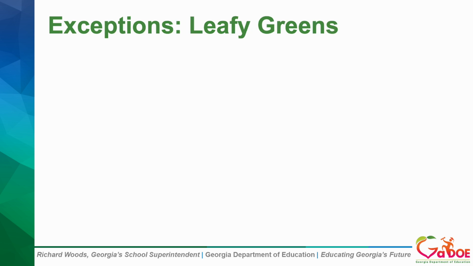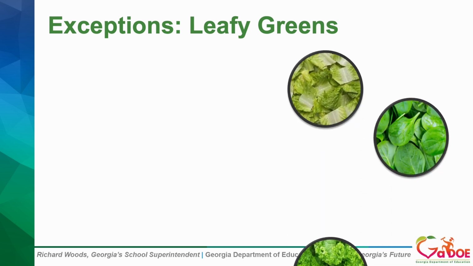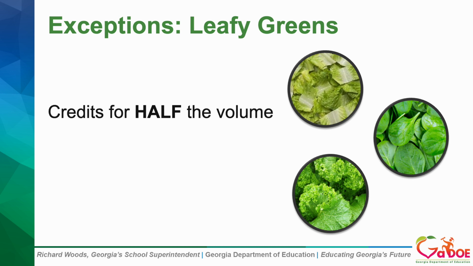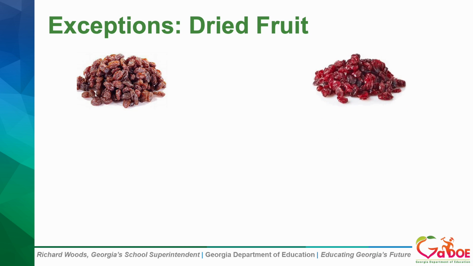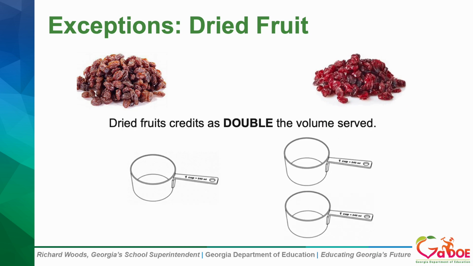Raw leafy greens include romaine lettuce, fresh spinach or kale, collards or mustard greens. Leafy greens credit as half the volume. This means 1 cup counts as 1/2 cup. Dried fruit is the opposite. It credits as double the volume served. This means 1 cup counts as 2 cups.